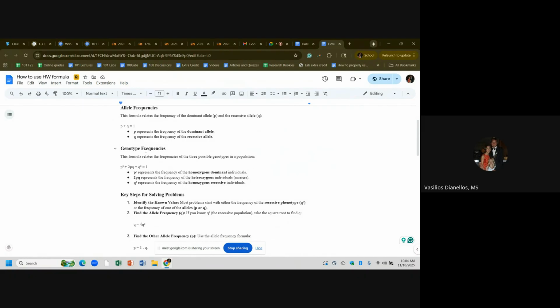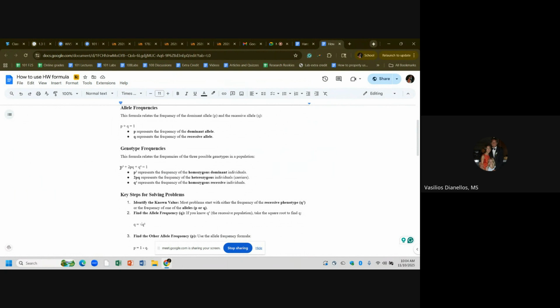The genotype frequencies, right? This formula is P squared plus 2PQ plus Q squared equals 1. And that one is a little bit more complicated, but it still always equals 1. So again, if we're dealing with genotypes, right? So you can imagine, P squared represents homozygous dominant, 2PQ represents heterozygous, and Q squared represents homozygous recessive. So again, it always has to add up to 1.